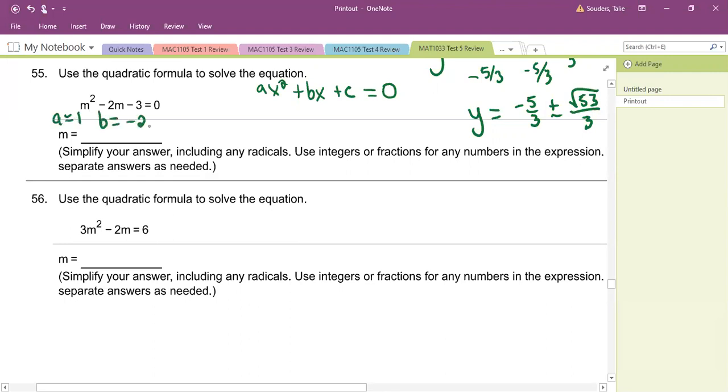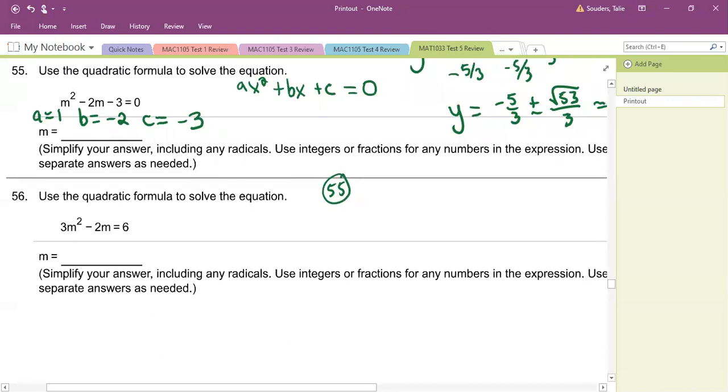-2. And C? -3. -3. Now, what is the quadratic formula? We'll go ahead and do this one here, and we'll do 56 somewhere else. What is the quadratic formula?